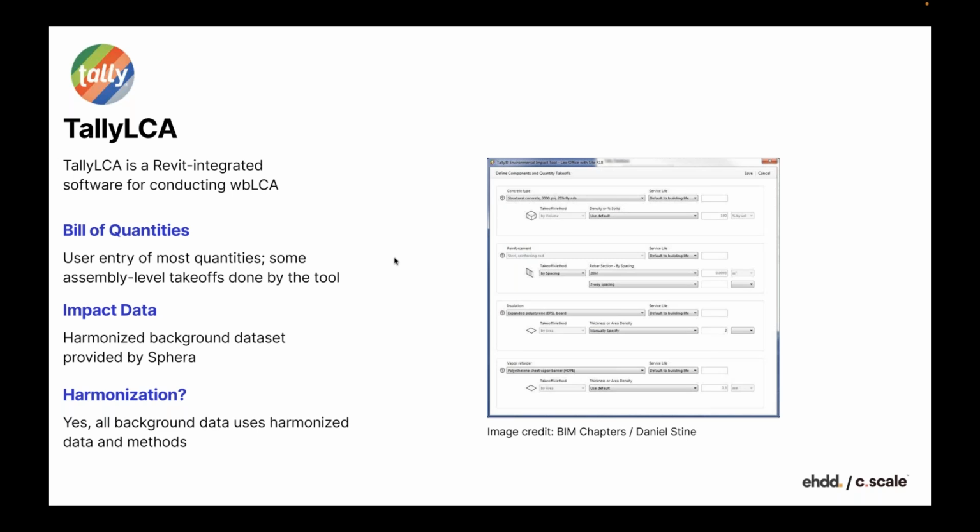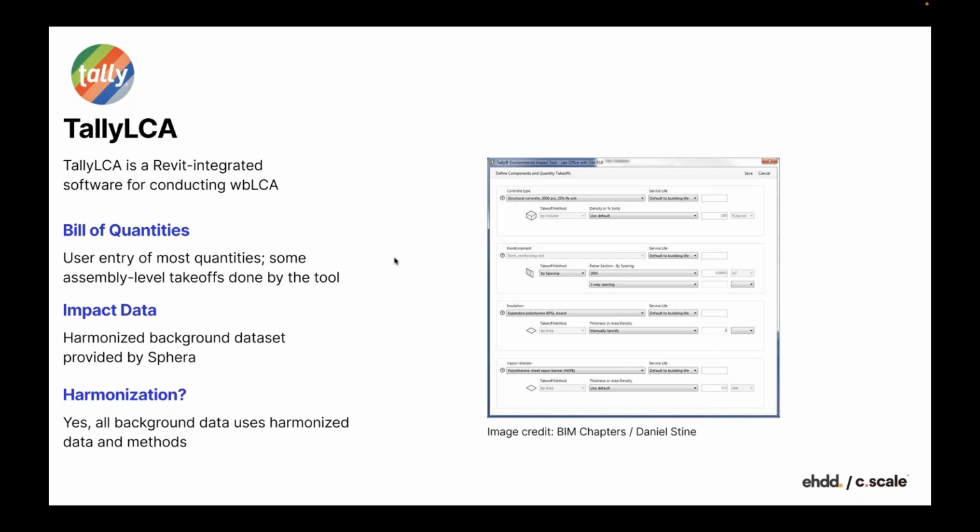The next tool that I'll talk through that we're also big fans of is Tally LCA. Tally LCA is a Revit integrated software for conducting WBLCA. It has a really great interface for determining a bill of quantities from a Revit model. You do user entry for most quantities, and then it has some smart takeoff systems to help understand, say, the amount of wood that goes into a wood framed wall.